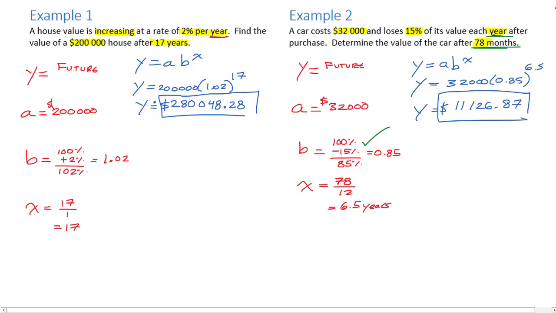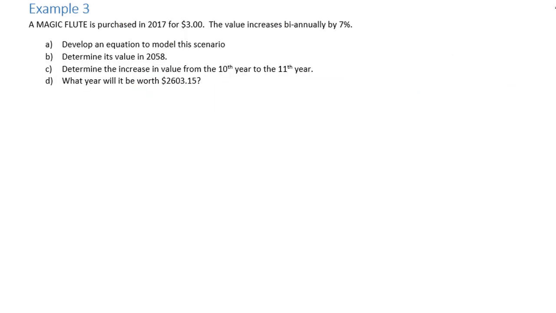All right, I want to do one more example, an important one, and then that's going to be it for this lesson. This last example is kind of a goofy one, but the math is all important. The scenario is kind of silly. We're saying a magic flute has been purchased. I know it's goofy. I think I was bored and couldn't come up with anything. But the math is solid and applies to anything. The idea of something gaining value.